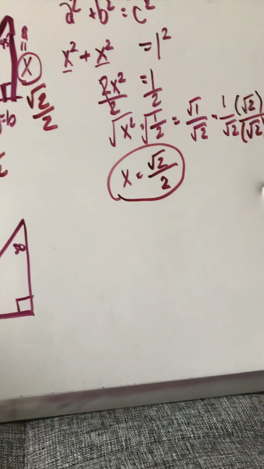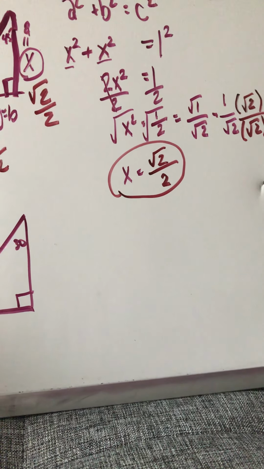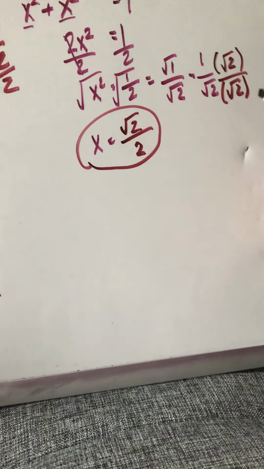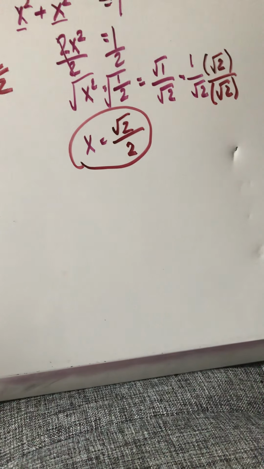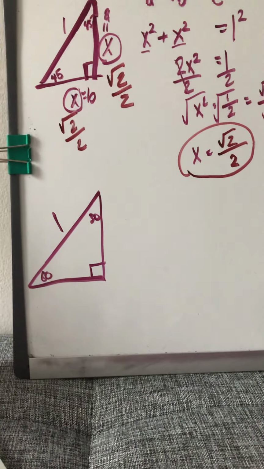So that's how you go ahead about rationalizing your denominator. You multiply it by whatever is underneath your square root. That's how you rationalize it. And what you do to your denominator, you must do to your numerator. All right, that's your first example.